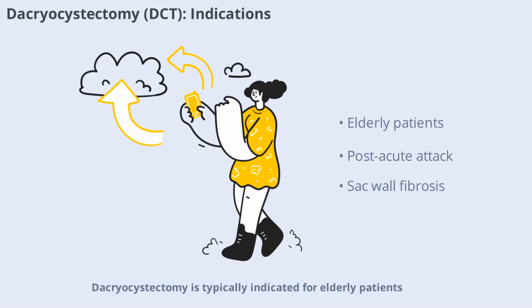Dacryocystectomy is typically indicated for elderly patients or after a single attack of acute dacryocystitis, especially when fibrosis of the sac wall prevents successful DCR. This procedure involves complete removal of the lacrimal sac, resulting in lifelong epiphora but eliminating the risk of recurrent infection.